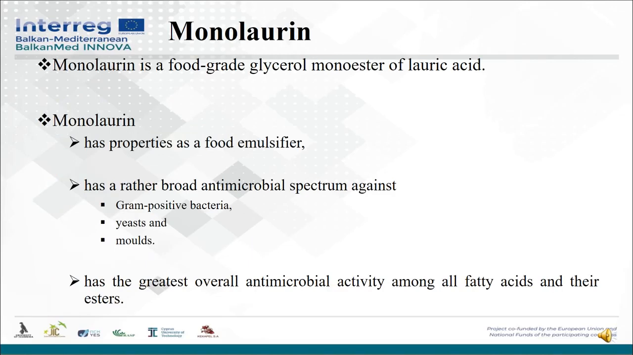Monolaurin as a miscellaneous hurdle is a food-grade glycerol monoester of lauric acid. Also, monolaurin has properties as a food emulsifier. Besides its emulsifying effects, it has a rather broad antimicrobial spectrum against gram-positive bacteria, yeast, and molds. Also, monolaurin has the greatest overall antimicrobial activity among all fatty acids and their esters.